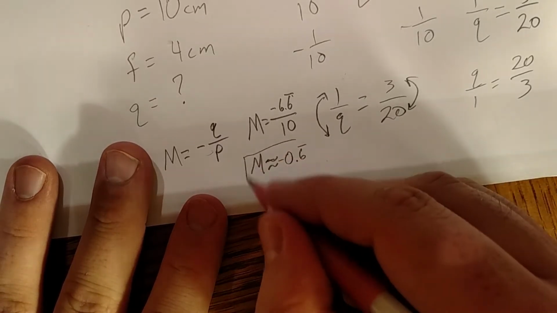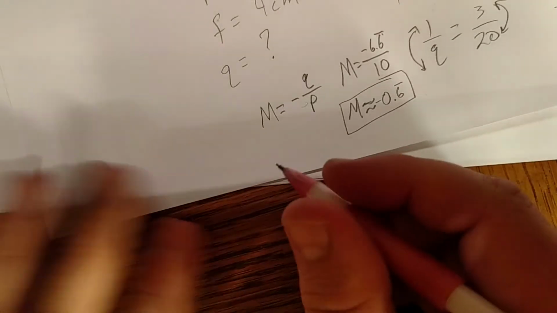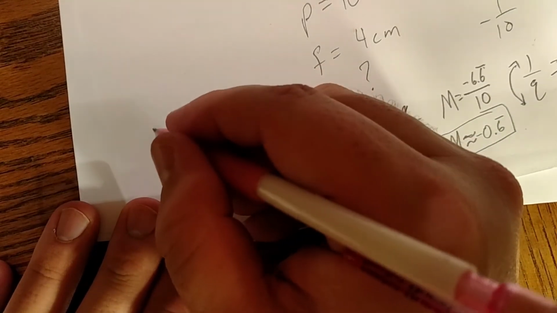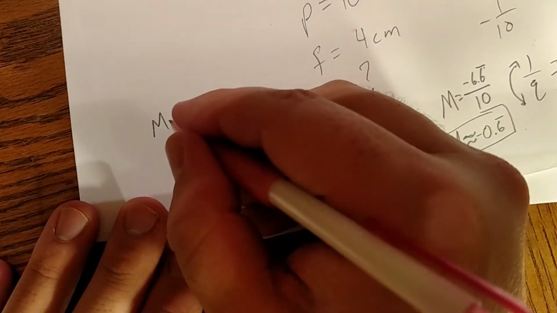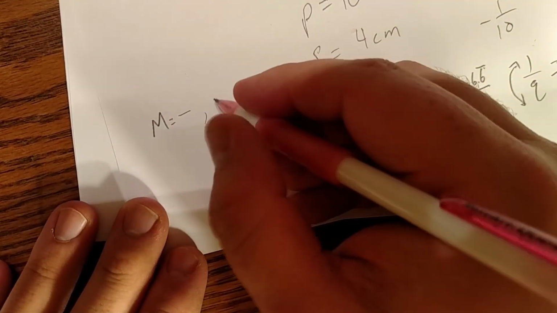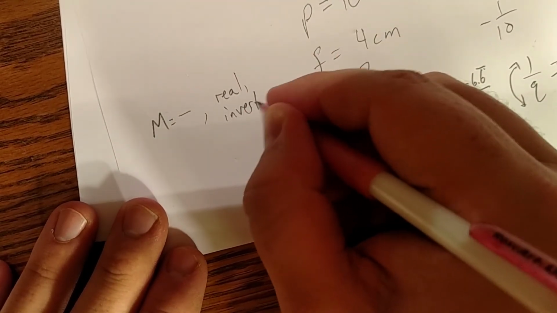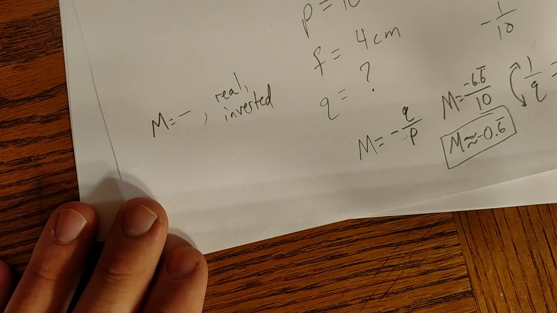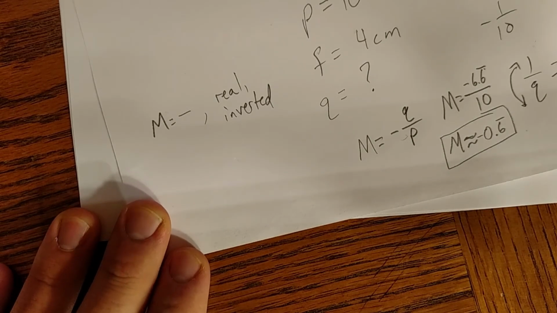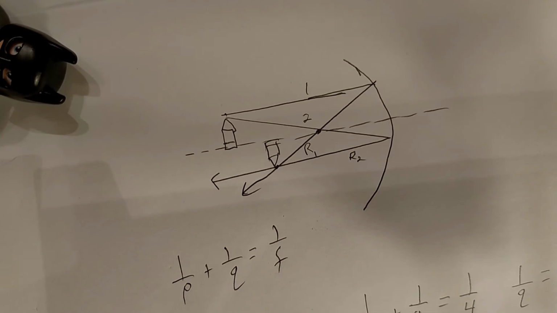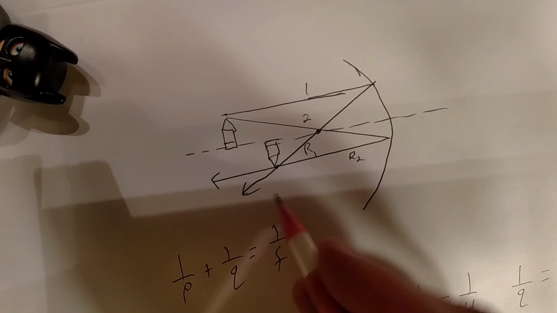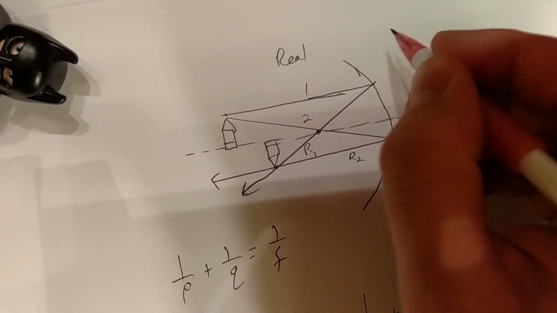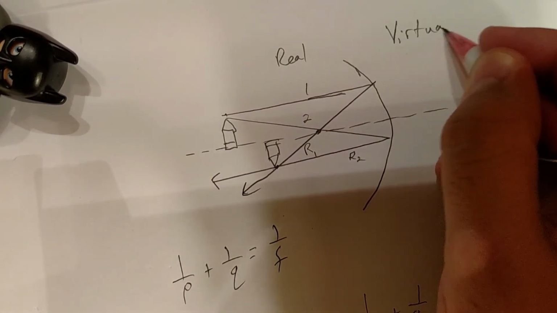Now, if the magnification is negative, so if m is equal to a negative number, then we know that it is both a real image and that it is inverted. Now we're going to look at our drawing and verify that that is true. We go up to our drawing here and we see that it is upside down and it is on the correct side of the mirror. Okay, over here we have the real side and over here we have the virtual. In this particular case, we are on the real side.